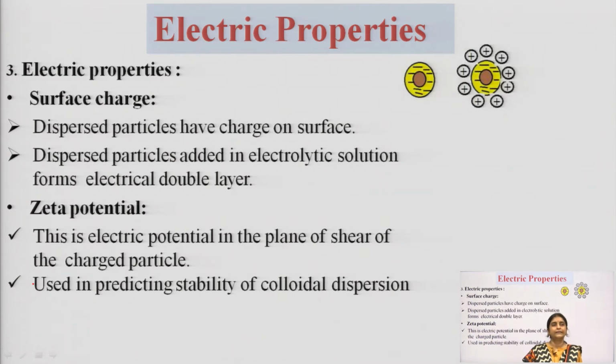Now, when we check these electric properties, first is your surface charge. We discussed how these surface charges are created in lecture 4, and here we will discuss how to measure this zeta potential. This zeta potential is very important to predict the stability of the colloidal dispersion.